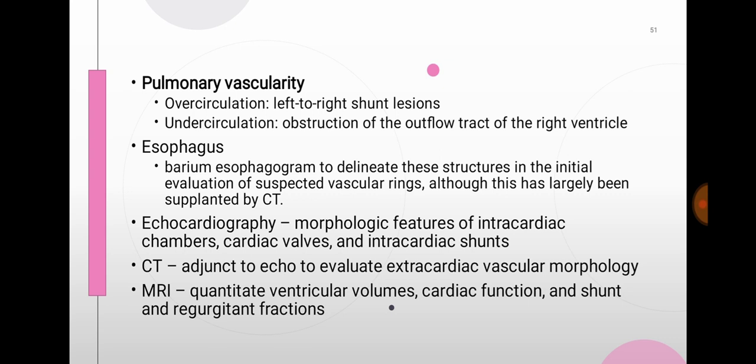You evaluate your esophagus using a barium esophagogram. Echocardiography is very important. CT scan sometimes, but we don't use CT scan most of the time because it's very high in radiation. But now, we have pediatric radiologists as well. They can lower the exposure to radiation by adjusting the exposure, but it is still very high exposure for the kids.